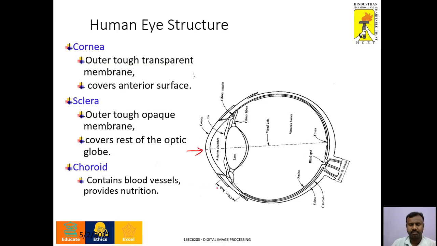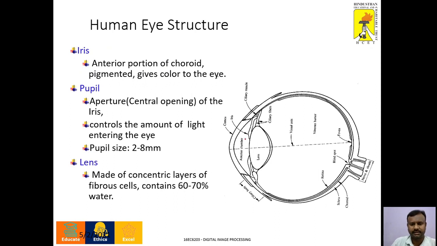In the choroid, we have blood vessels. These blood vessels in the middle layer provide nutrition to the muscles of the eye. If we get injured, the eye becomes red. That reddishness is because of the damaged blood vessels in the choroid. Next is the iris. The iris is a part of the choroid. The iris gives us the color pigments. We have different colors in the eye: brown, black, green, blue. All these color pigments are because of the iris.